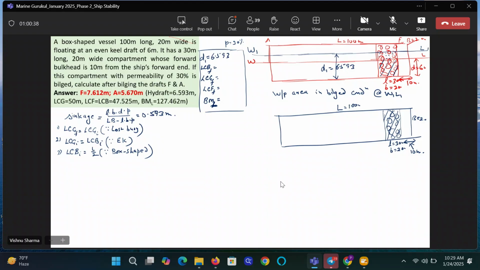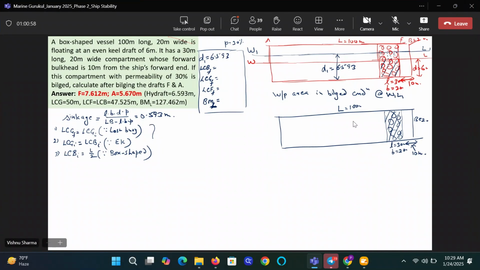What does it take you to? It takes you to LCG final is equal to LCG initial. LCG initial is equal to LCB initial. LCB initial is L by 2, that means 50 meters. That means LCG final is L by 2. Yes or no? Am I right? Yes, sir.